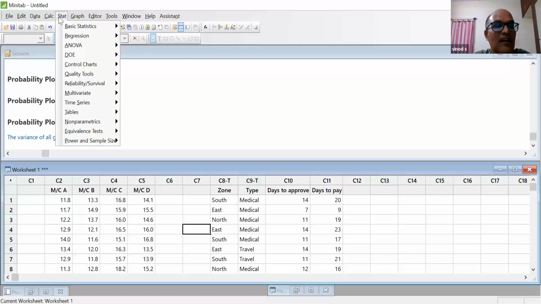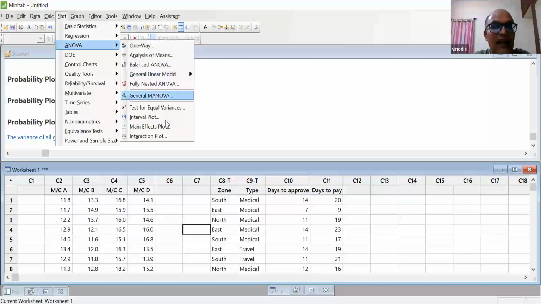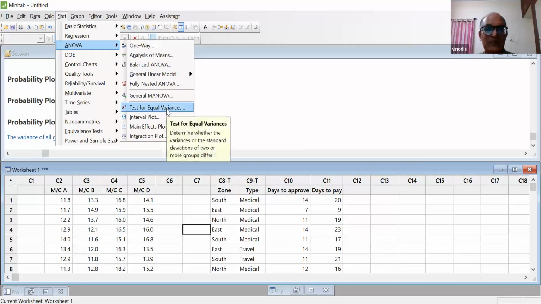Stat, ANOVA, there is an option called Test for Equal Variances. What is written there? Can anyone read what is written there?